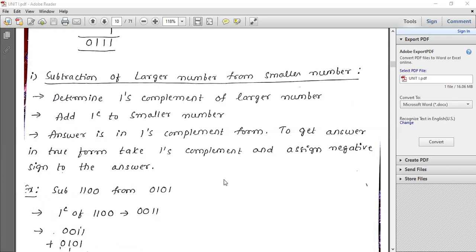So we say that the answer is in 1's complement form, because the 1's complement of one of the numbers has already been taken, so that is not the actual number for us. That's the reason we say the resultant answer is in 1's complement form. To get back to the original or true form, you have to take the 1's complement of the answer and assign a negative sign. The reason for the negative sign is the basic concept: when a larger number is subtracted from a smaller number, the result will be a negative number.